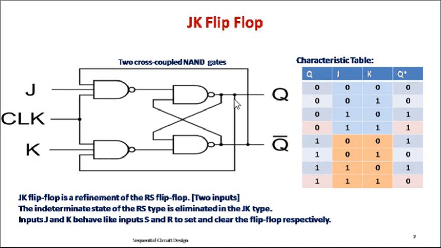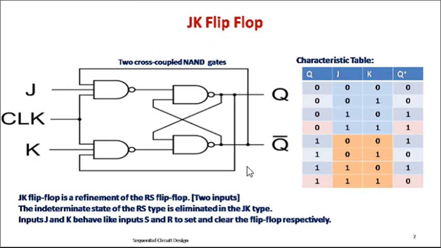The JK flip flop is a refinement of the RS flip flop, because the indeterminate state of the RS type is eliminated in the JK type flip flop, right? So we will see how it works now. It is necessary to use this type of cross connection. This input is connected to the output of the previous one.